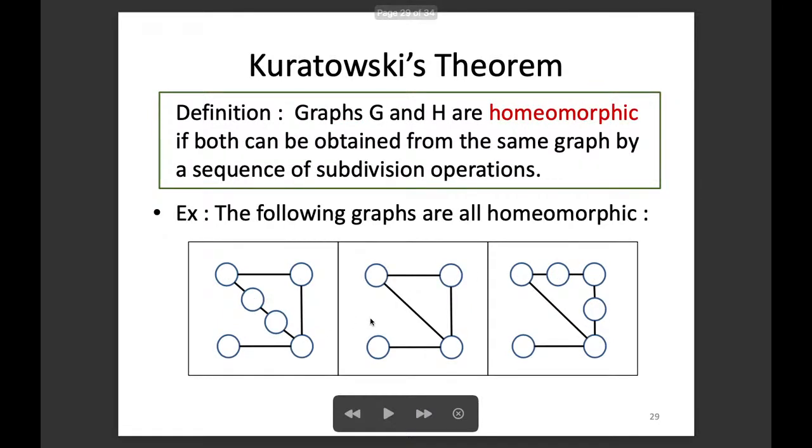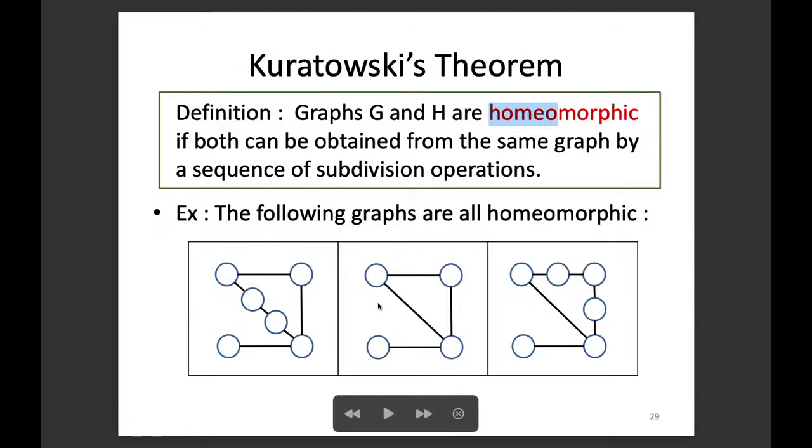Now, Kuratowski defines the word homeomorphic. When you see morphic, it must be about shape. Homeo is like similar. So we say G and H are homeomorphic, of some kind of similar shape, if one can be obtained from the other by a sequence of subdivision and smoothing operations.